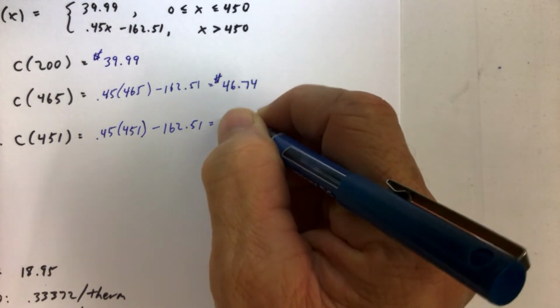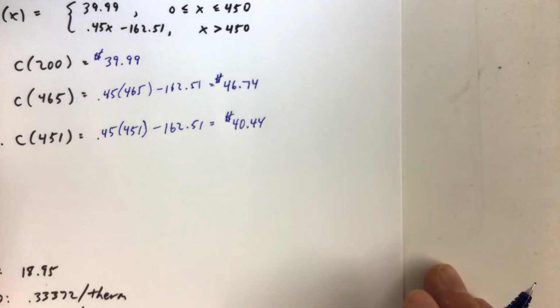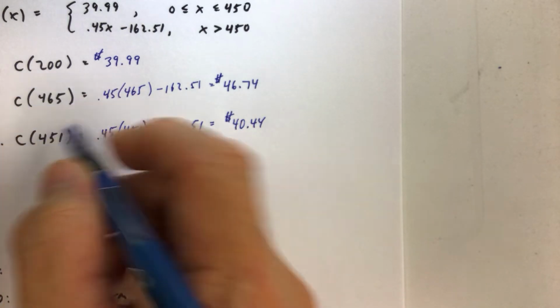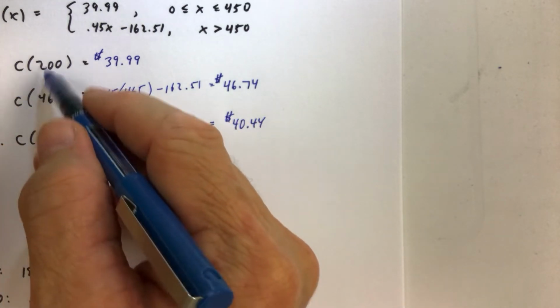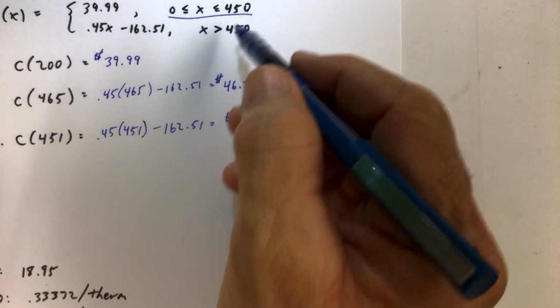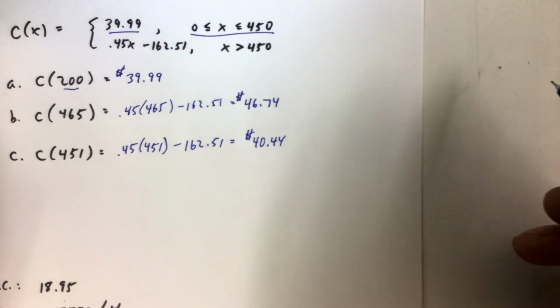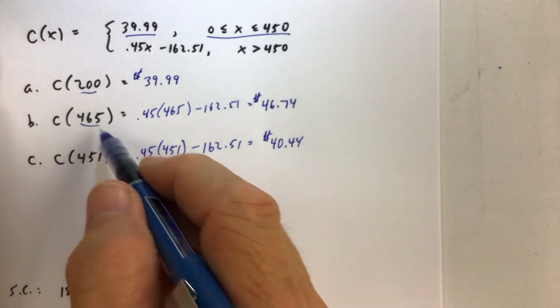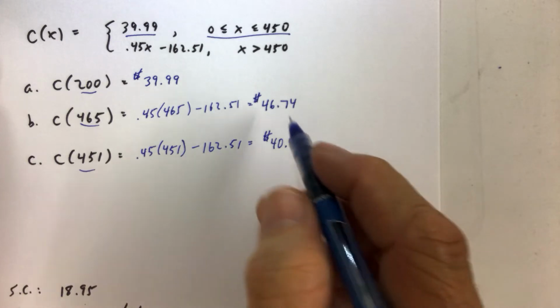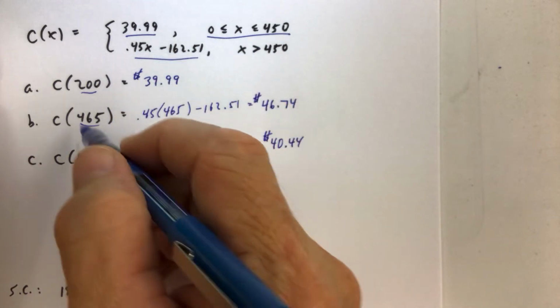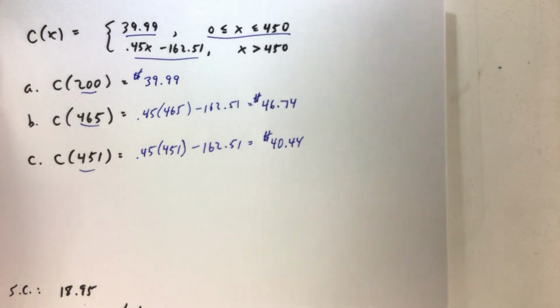So it's pretty straightforward. As you can see, you're just finding the value of the function depending upon the input, and when the input is between 0 and 450, like this one was, then you just have a flat rate of $39.99. And if the input is greater than 450, then you would replace x in the second piece with that number, and then we get our answer.